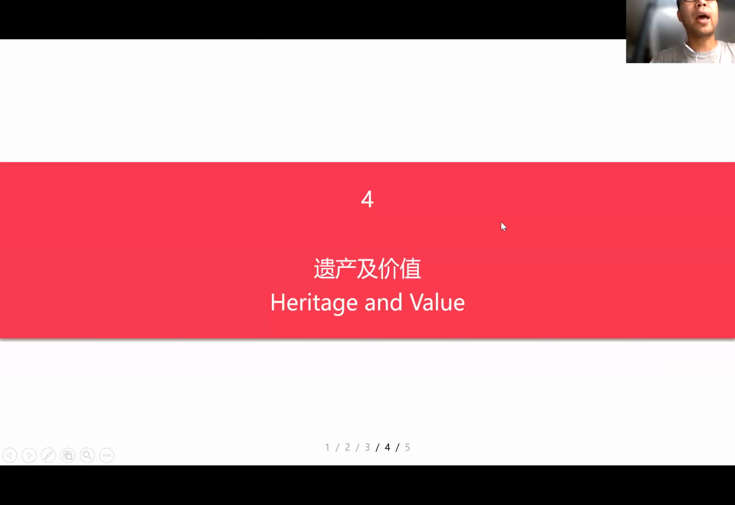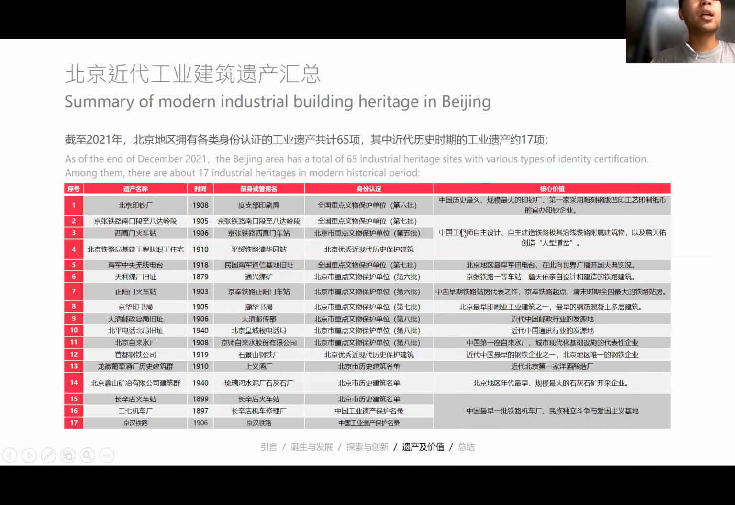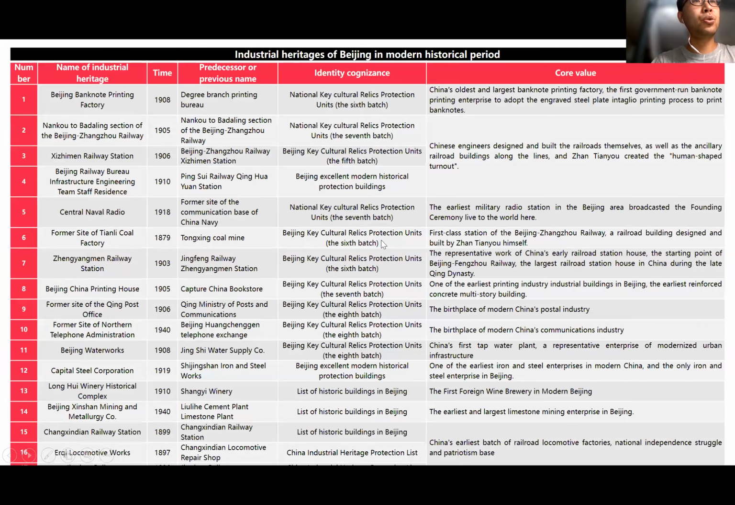Okay, let's move to the heritage and the value of Beijing modern industrial buildings. Until 2021, Beijing has added up to 65 industrial heritage sites with definitions, including about 17 industrial heritage sites from the modern historical building period. This includes national cultural heritage, Beijing cultural heritage, Beijing outstanding modern architecture, and China's industrial heritage protection lists, and so on. The heritage covers railways, prevention and control, iron and steel, cigarettes and alcohols, and other industries.